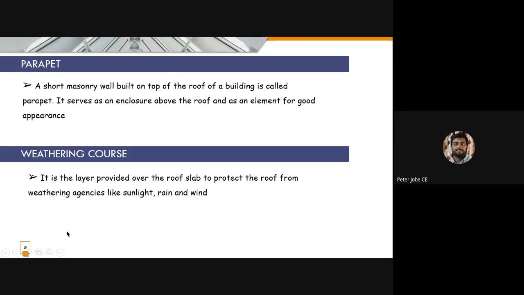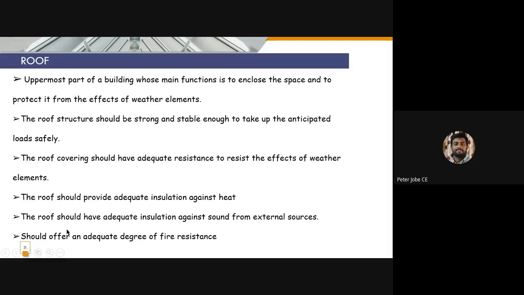So next is roof. It is the uppermost part of the building whose main function is to enclose the space and to protect it from the effects of weather elements. The roof structure should be strong and stable enough to take the anticipated loads safely. So the main function is to provide protection from weather elements and also to provide an enclosed space.